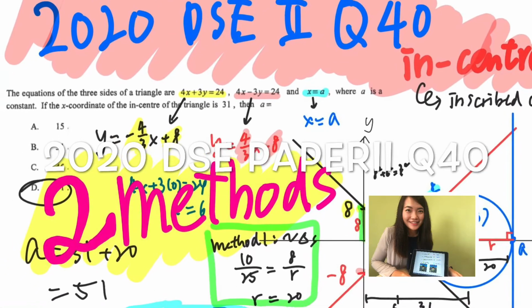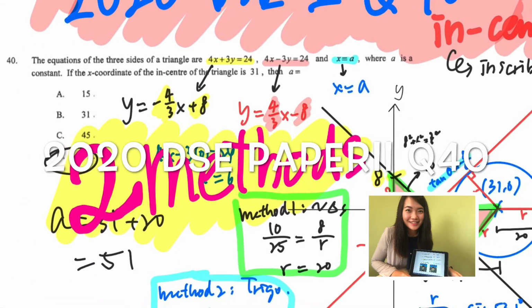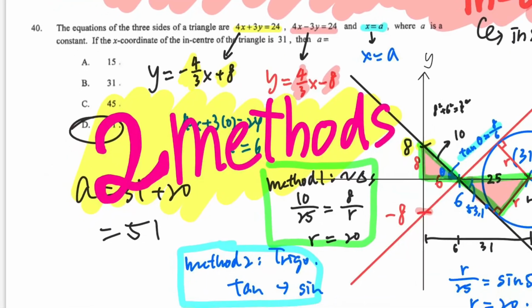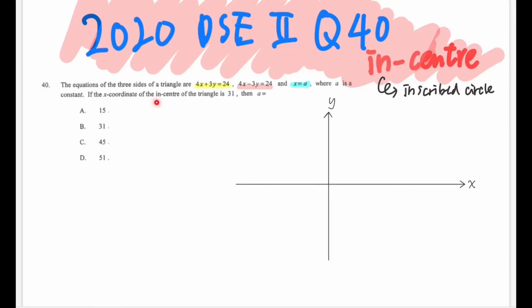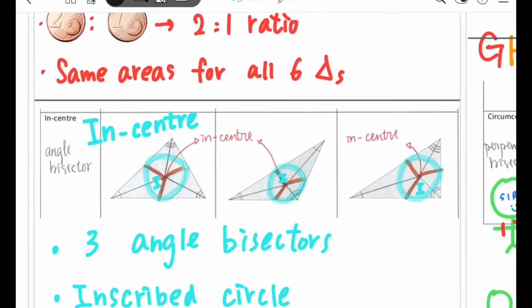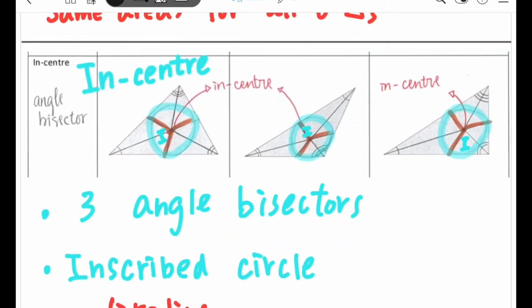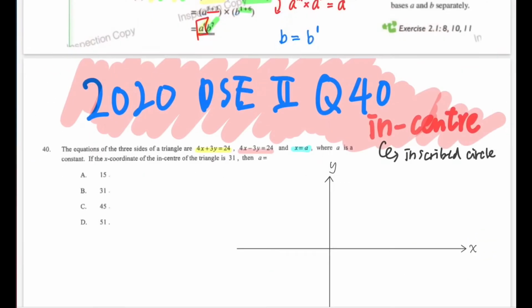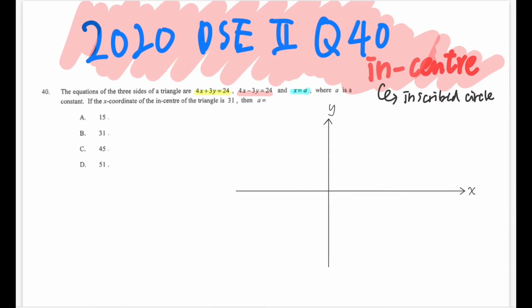Hi everyone, today I'm going to cover 2020 DSE Paper 2 question number 40. It is a question about the incentre, and one of the properties of the incentre is having an inscribed circle. If you have a look at my previous video, I talked about the incentre having two properties. One is the angle bisector by definition, and the other is the inscribed circle. In this question we are using the inscribed circle. Okay, let's get started with question number 40.